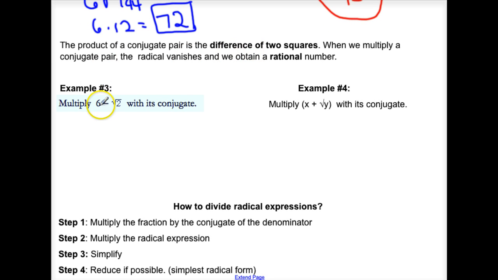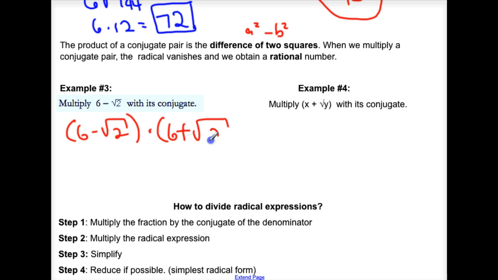Now for conjugate pairs, it says the product of a conjugate pair is the difference of squares, a squared minus b squared. When we multiply a conjugate pair, the radical vanishes and we obtain a rational number. So whenever we're multiplying conjugate pairs, we'll always have a rational number, meaning a number by itself. So this will be 6 minus square root of 2 times 6 plus square root of 2. I just want to point out, you can FOIL this or do the box method and you will get the same answer. Now the easier way is doing what we said.